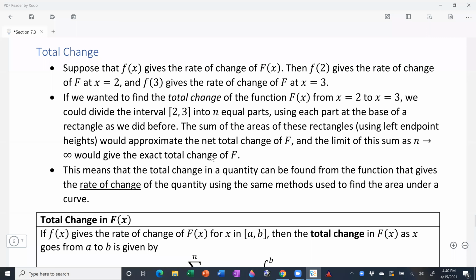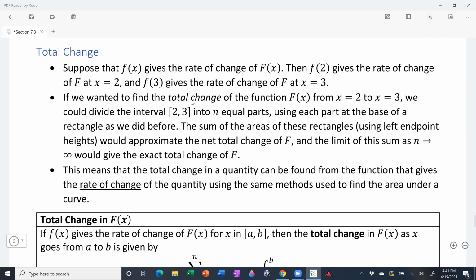All right, let's finish section 7.3 by looking at the definite integral in another way. The total change. Suppose that f of x gives the rate of change of capital F of x. So this f of x is like the derivative. Then f of 2 gives the rate of change of capital F at 2. F of 3 gives the rate of change of capital F at 3, at specific instants.